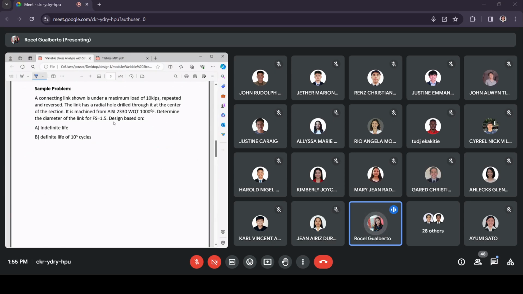Let me draw first the connecting link. This is the illustration. You have there the connecting link, circular in cross section. You are looking for this diameter.